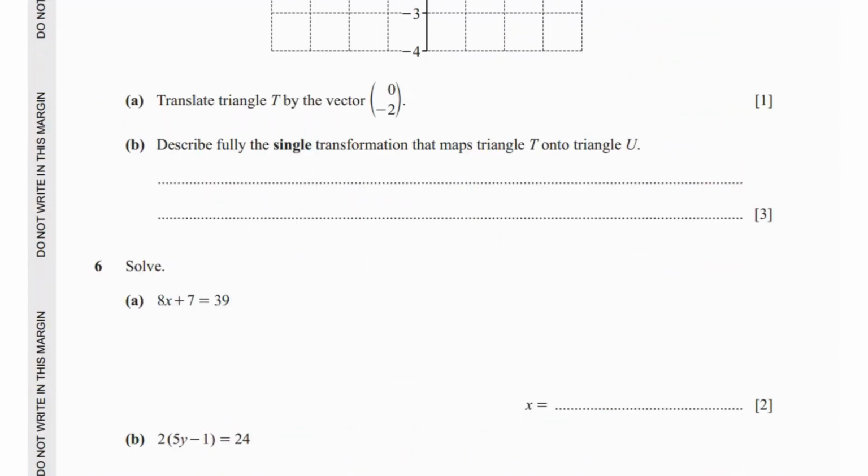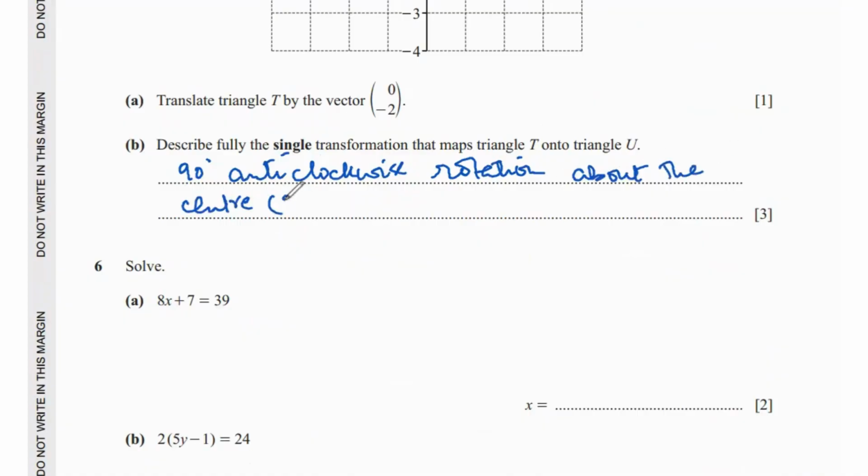So we'll write 90 degrees anti-clockwise rotation about the center 2, 2.